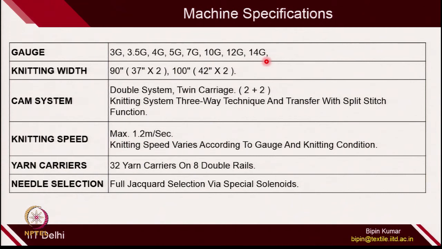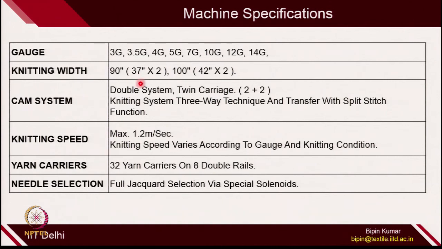This gauge means number of needles per inch, which I introduced in one of the lectures in previous weeks. Next is knitting width. Depending on the productivity, you can decide what the size of the bed should be, whether it is 90 inch or 100 inch. You can also go for 50 inch if you want a sample size machine. That possibility is also there. Width indicates the operating area on which you can develop the fabric on the machine.